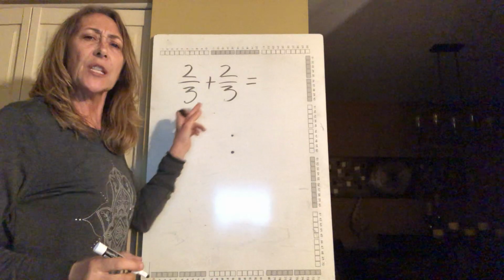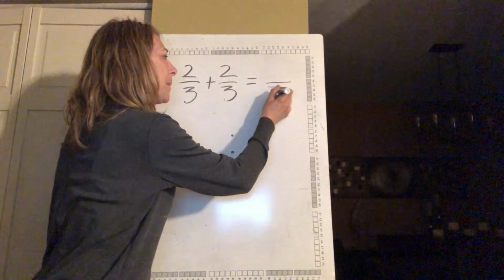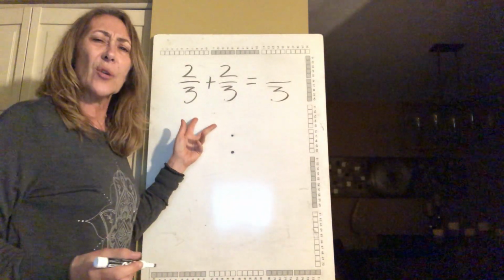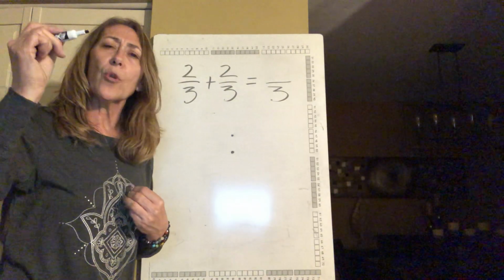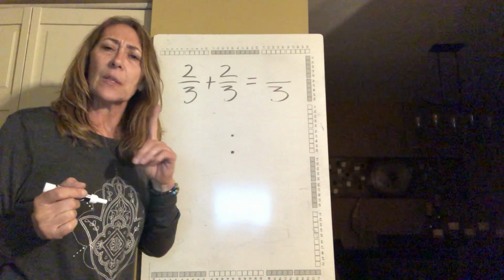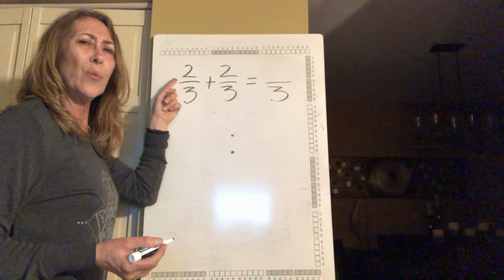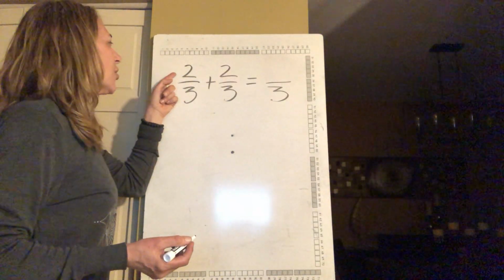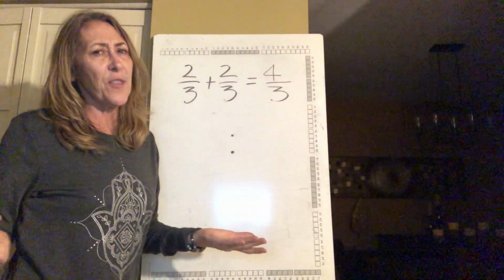I have 2/3 plus 2/3. So my pieces are thirds. That's my denominator. So it would take 3 pieces to make a whole. Remember, numerator, denominator the same, it means 1 whole. My pieces are 3. So I'm going to add my numerator. 2 plus 2 are 4. 4/3.